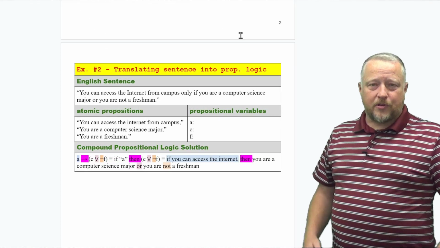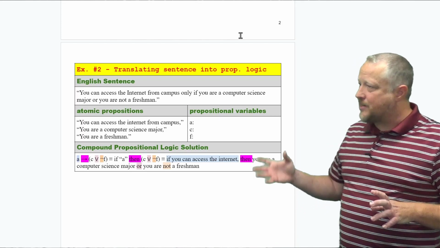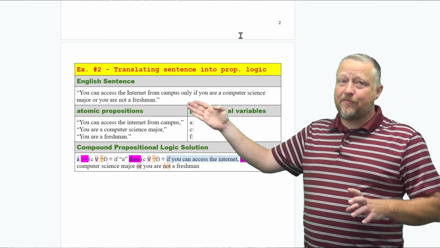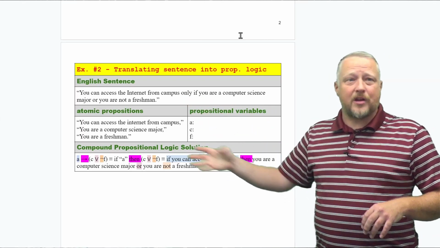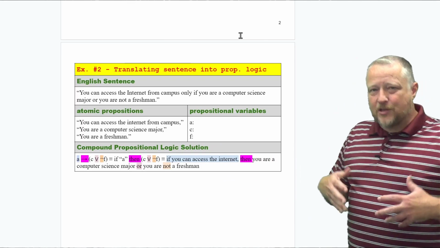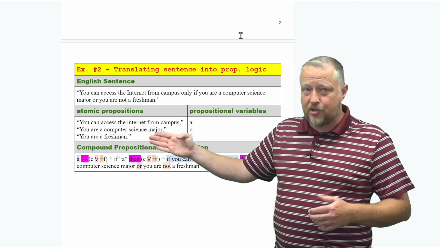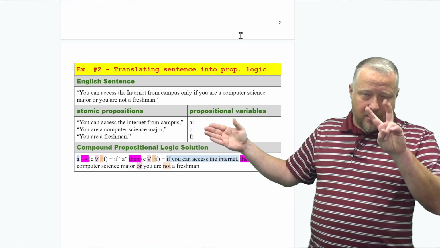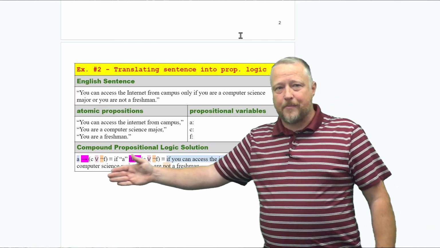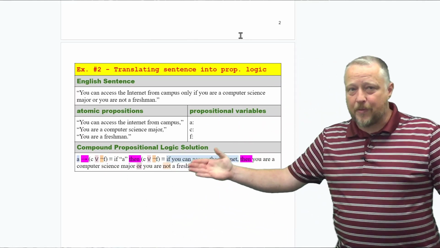Here is example number two. Those connectives are really important in breaking things down between subjects, such as "only if" and "then," as in "you're not a freshman." That's where things get broken down into our atomic propositions, which are the individual pieces. They get substituted into variables, and then we can break them down into our overall equation. And then you can spell everything out here.